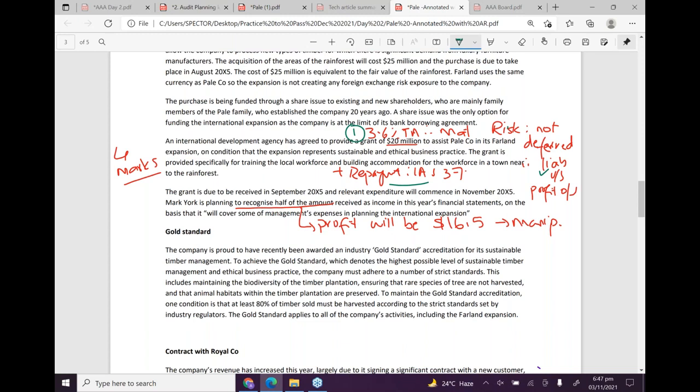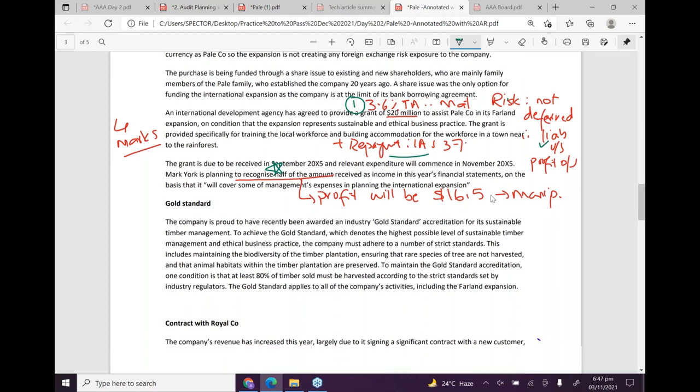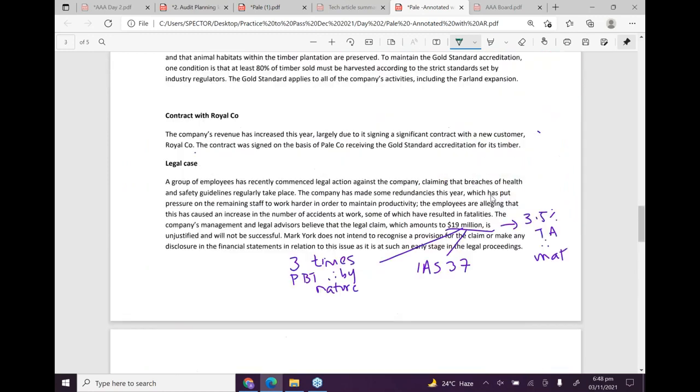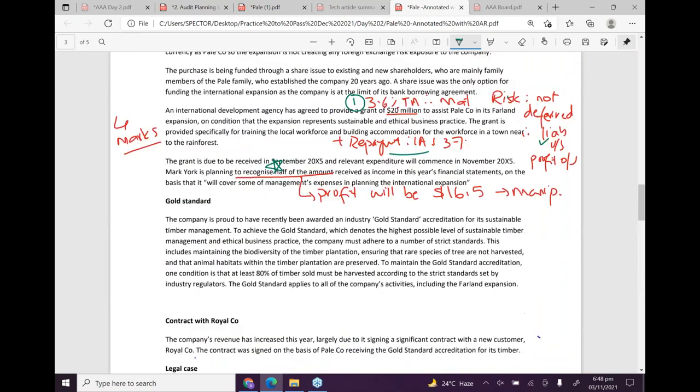If you're not using it specifically for the purpose that it was given, you will have to repay it, which could lead to me needing to recognize a provision as well. Please look at the fact that they have recognized half of the grant. So if I go to the current profit before tax figure, you'll have to identify that if they recognize half of the grant, it will go up from 6.5 to 16.5. This is another example of manipulation.